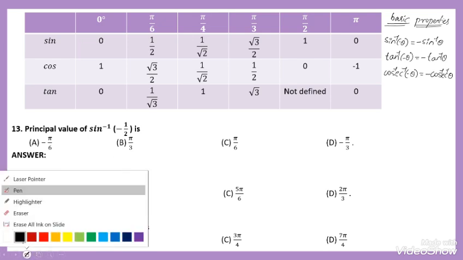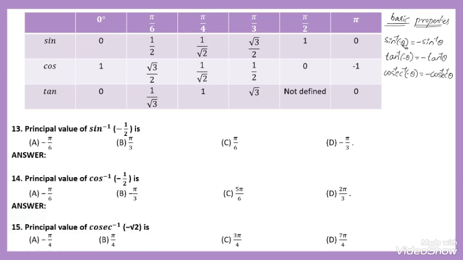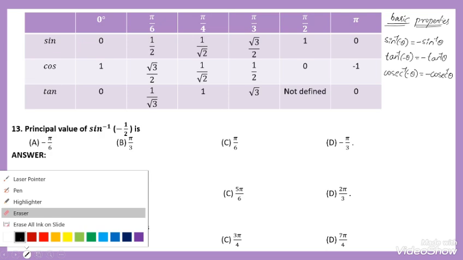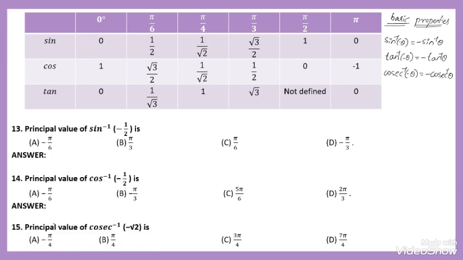Similarly, cos inverse of a negative angle is equal to pi minus cos inverse of theta. Then sec inverse of minus theta is equal to pi minus sec inverse of theta.